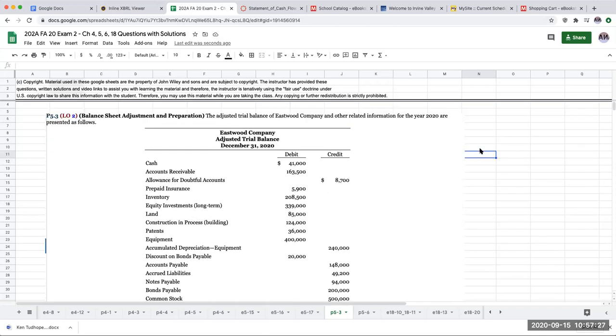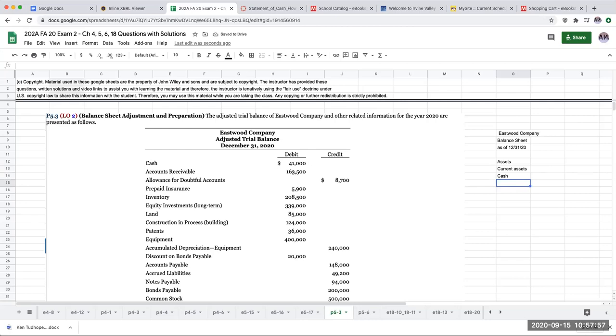Okay, so what we're going to do here is we're going to have Eastwood Company, balance sheet as of 12/31/20. So we're going to start with our assets. What we'll be starting with over here is our current assets. So this will be cash.